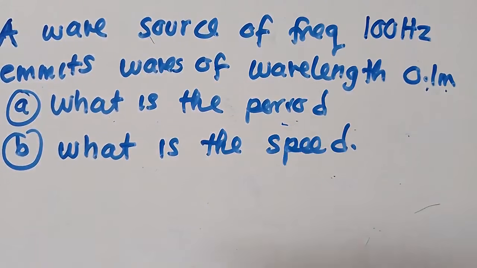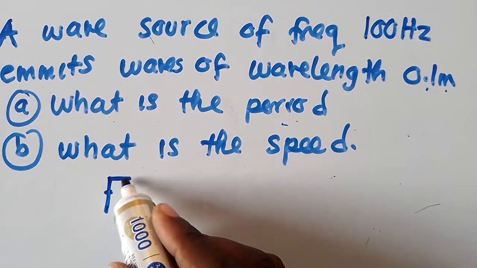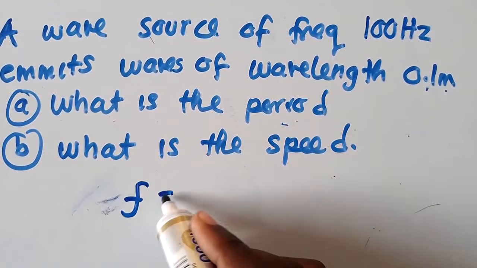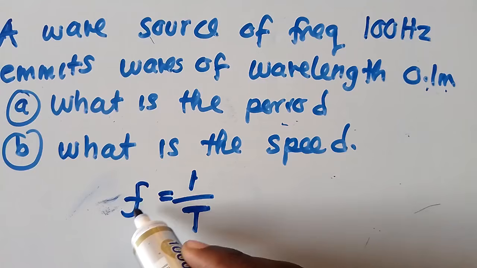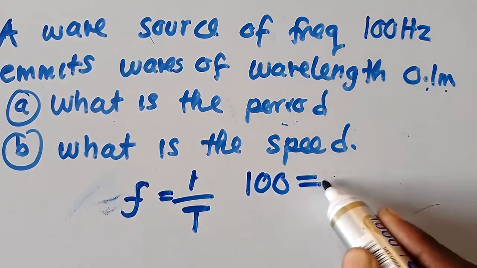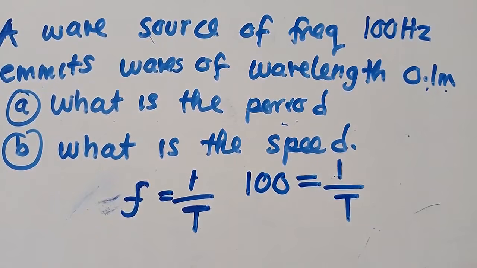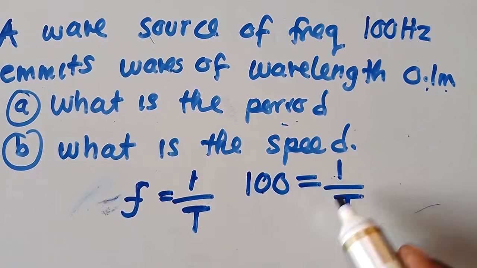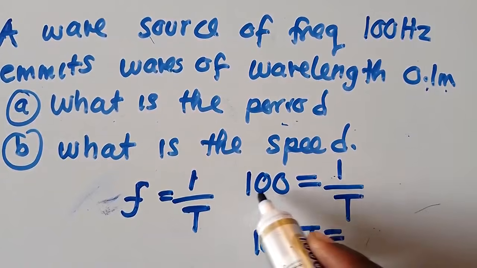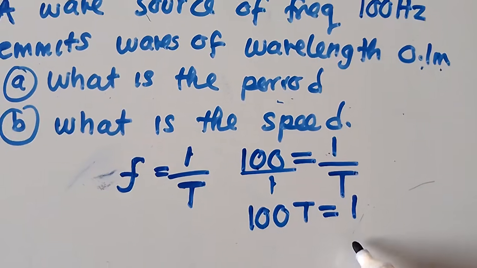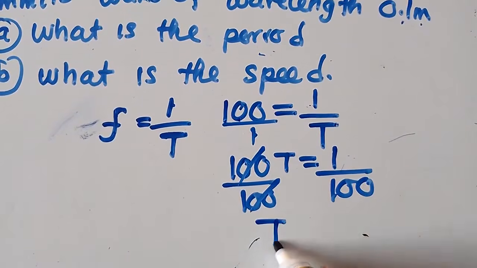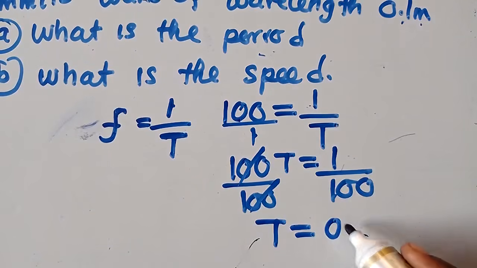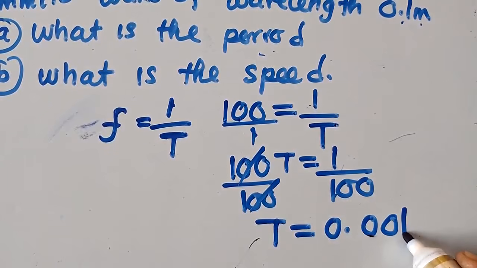So I gave you the definition of frequency. I gave you this formula: frequency is equal to 1 over capital T. In this case, we are given the frequency, so you just substitute. Frequency is 100, which is equal to 1 over T. You want to find T now. So 100 times T, 100T, is equal to 1. Then you divide both sides by 100. This cancels, so we are going to have T equal to 0.001 seconds.